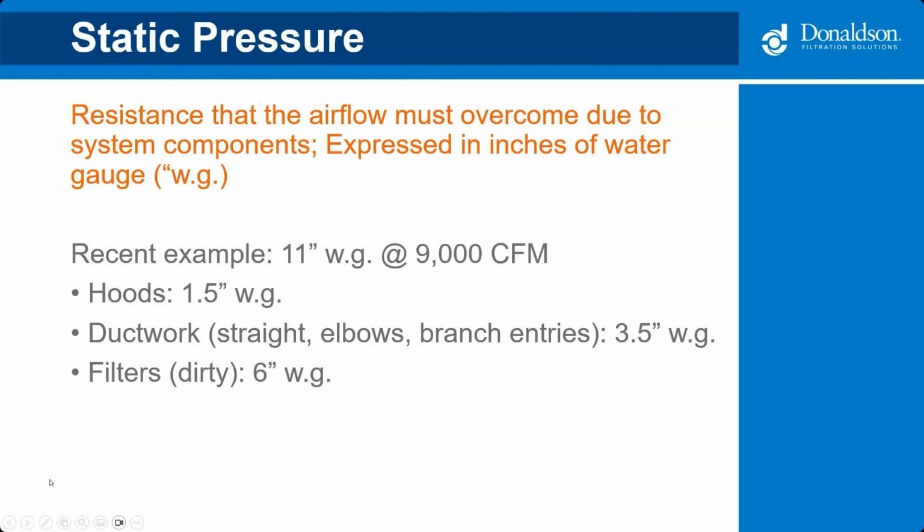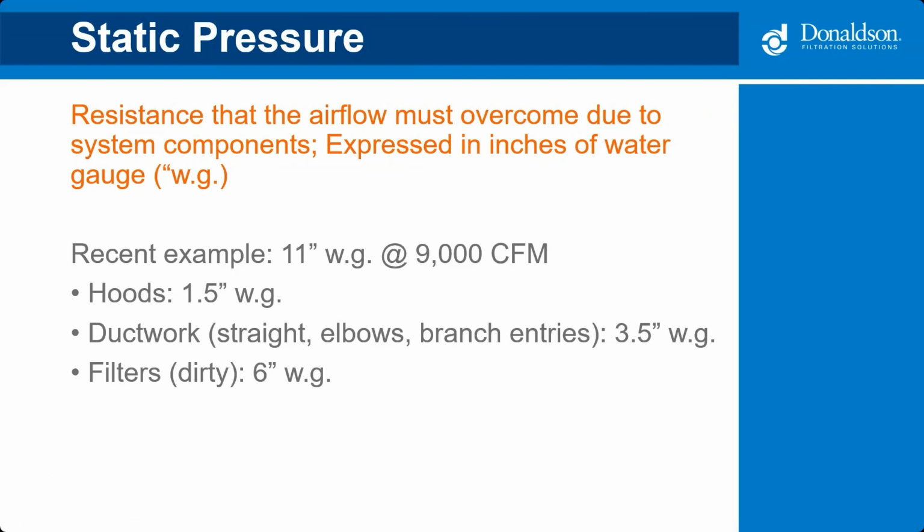The static pressure, and this is a very, very simplified system, and we've talked a little bit about, we've got to balance the static at our branches to get the actual static pressure of the system. Very simplified system here. Got a 1.5 inch static pressure loss through our hoods, 3.5 inches through our ductwork, and then 6 inches across our filters. We always size for 6 inches across the filters. That's typically the point where we're telling customers to change their filters.